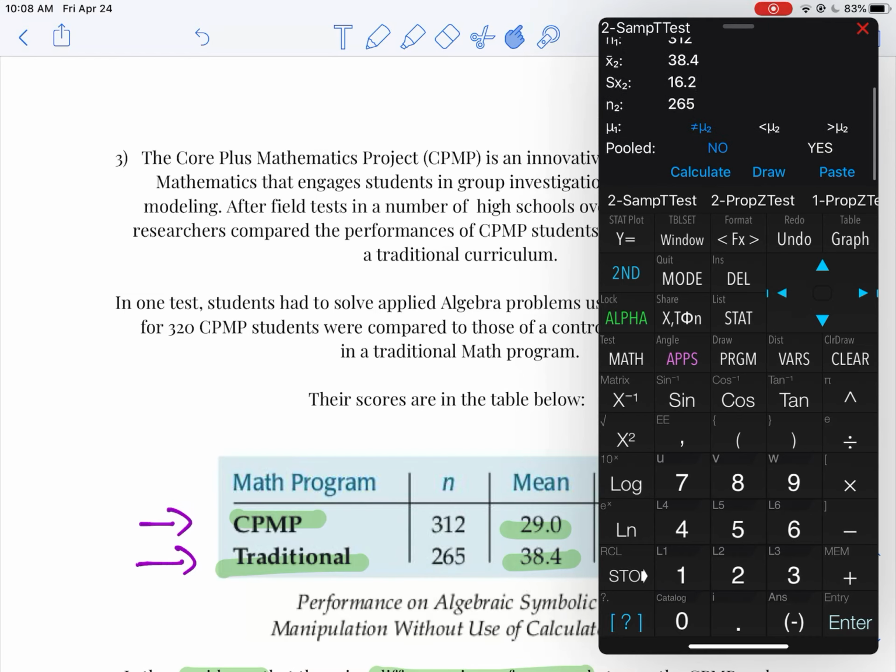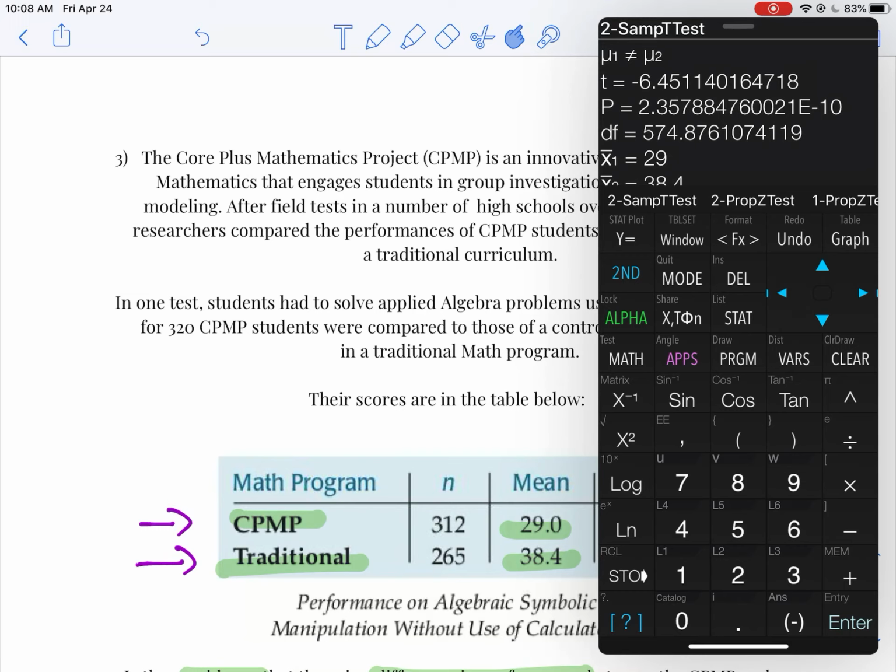All right, and now let's see what we're trying to prove here. We're just trying to prove that they aren't equal, not necessarily that one's greater than or less than the other. We don't want to pool our data. We don't do that in here. Then we hit calculate, see what we get. Oh, wow. Now take a look.